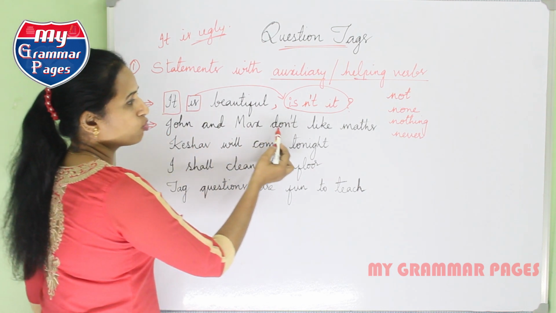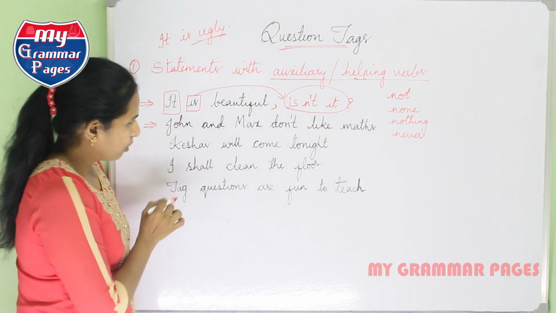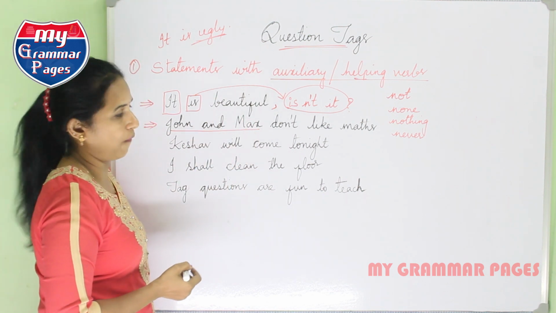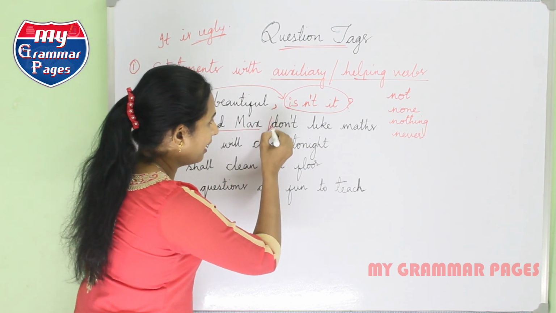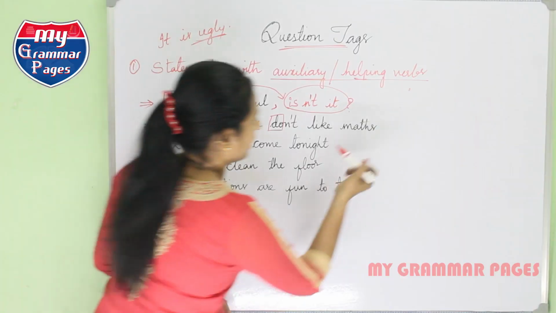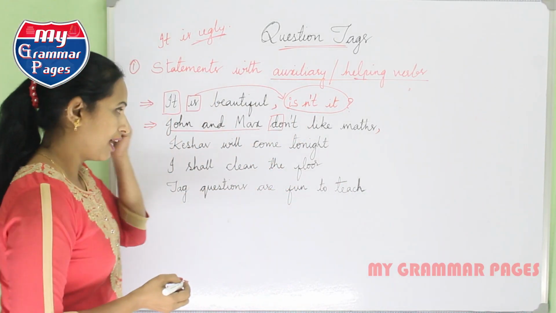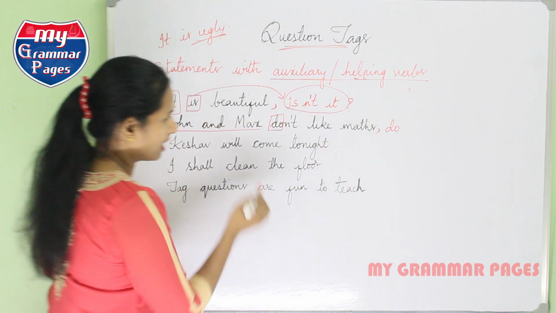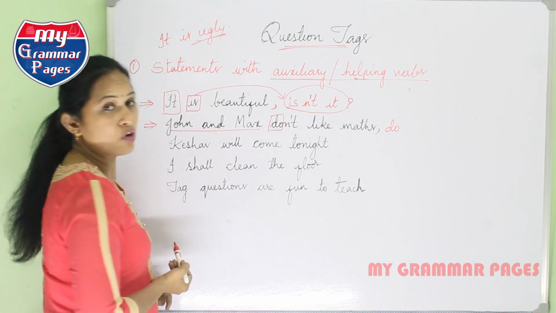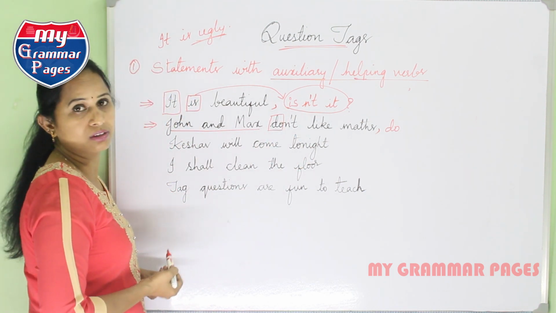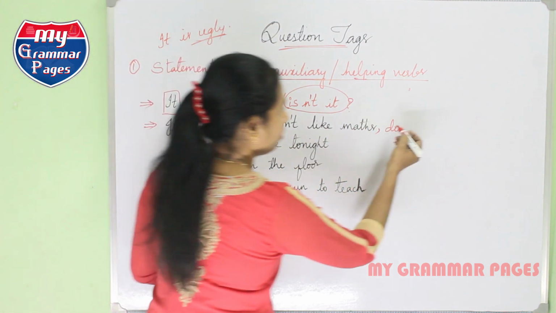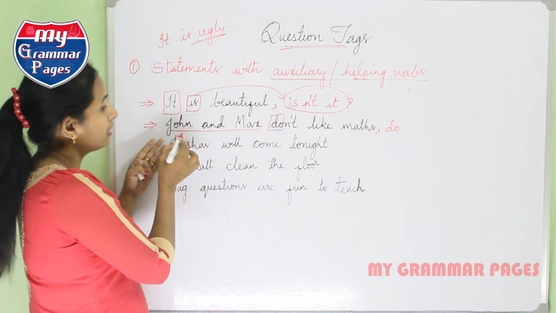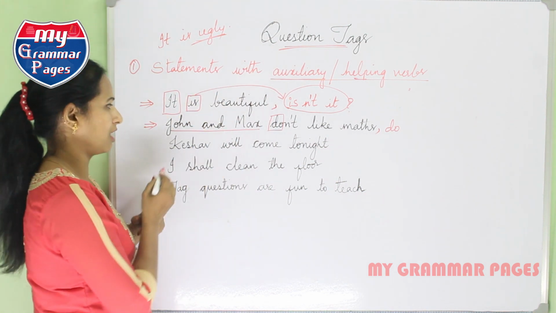Let me take the next example. John and Max don't like maths. Now in this we have two people, which can be considered the plural form, and do is the helping verb. Just keep a comma over here, and according to the rule we are going to pull it over here, do. As we have a negative statement, we are going to take the tag only in positive, so I am not using n apostrophe t. I am just moving further in order to pull the personal pronoun from the given statement.